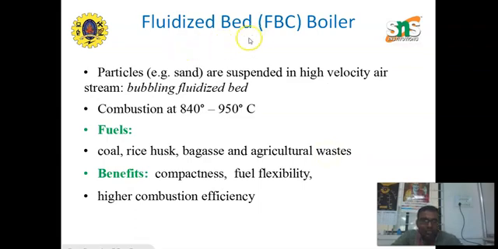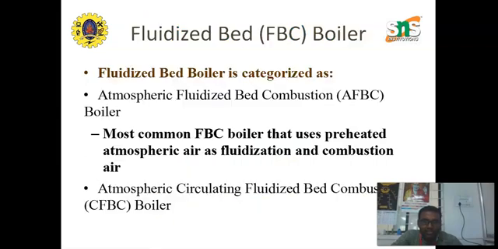Next one is the fluidized bed boiler, FBC. Here the sand is suspended in a high velocity air stream. Its combustion temperature is about 840 degrees Celsius to 950 degrees Celsius. Some of the fuels used here are coal, rice husk, bagasse, agricultural waste, etc. Benefits are compactness, fuel flexibility, higher combustion efficiency, etc. It is characterized into AFBC, atmospheric fluidized bed combustion.